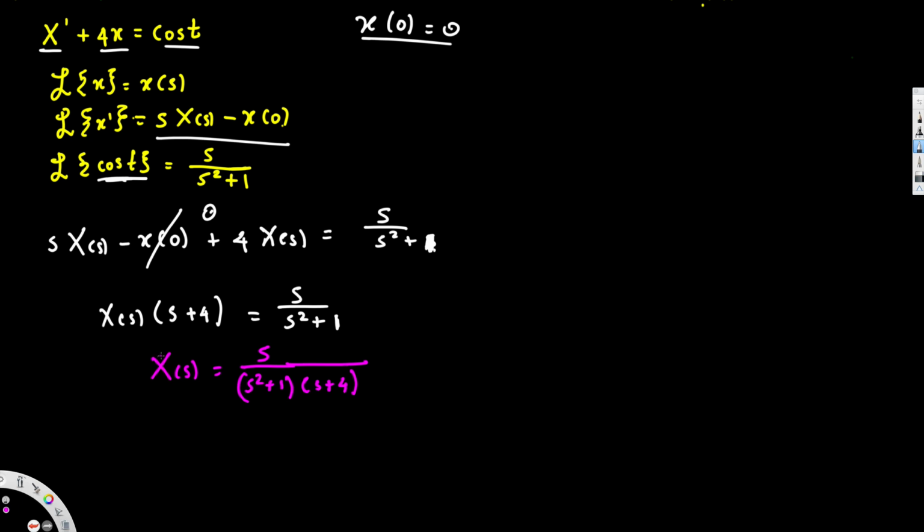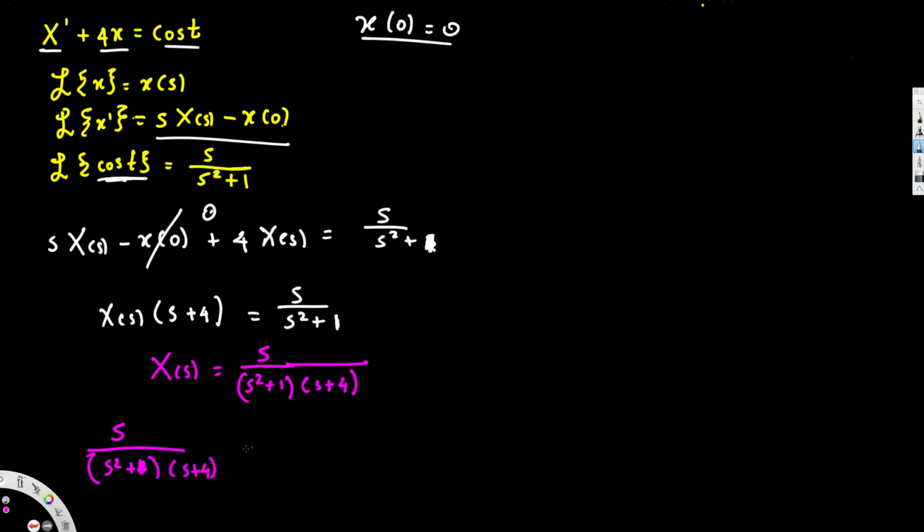Now what we have to do is take the inverse Laplace transform to get back to the t domain, because we are in the s domain. To bring that back, we cannot do the inverse Laplace in this way. We have to do the partial fraction decomposition. So let's go ahead and do the partial fraction. Let's take this one, s over (s squared plus 1)(s plus 4).